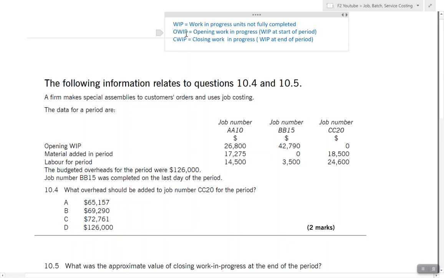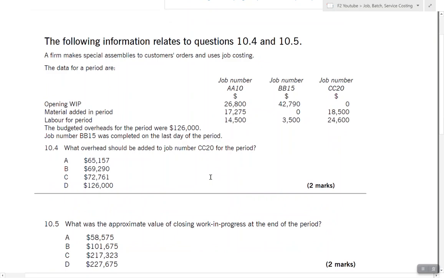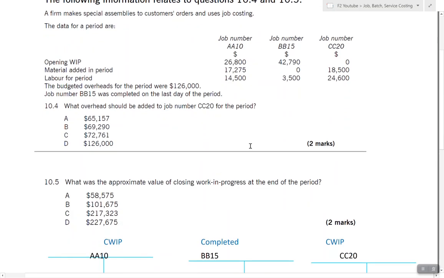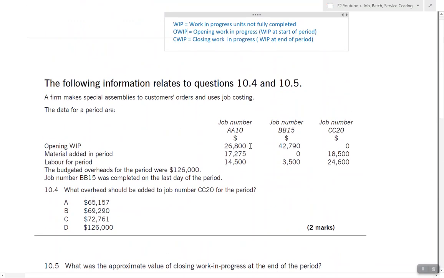Opening work in progress is like opening your inventory of unfinished goods. And then closing work in progress is closing inventory of unfinished goods. And whatever becomes closing work in progress becomes opening work in progress next period, just like opening and closing inventory. Think of it like inventory, but inventory of work in progress, not finished goods.